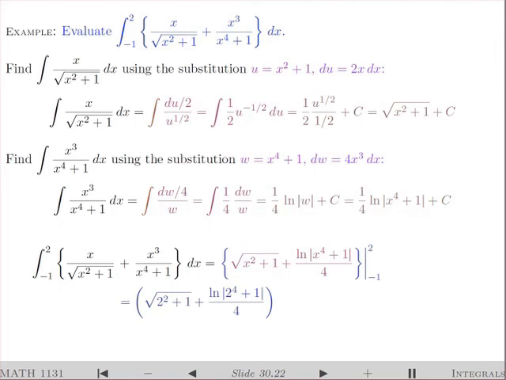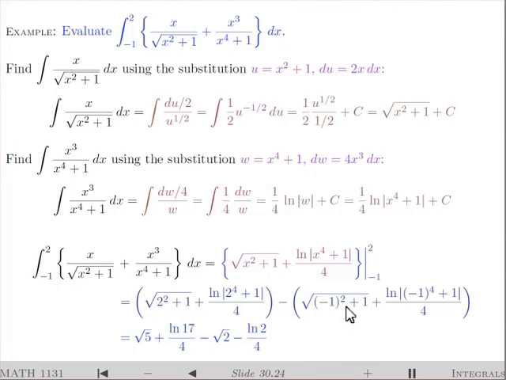So plug in 2 for x, plug in negative 1 for x. 2 squared plus 1 is 5. 2 to the power 4 plus 1 is 17. Negative 1 quantity squared plus 1 is 2. This is also 2. I should also distribute the negative, which gives me the final answer. This concludes our illustrative examples for using the fundamental theorem to calculate definite integrals.